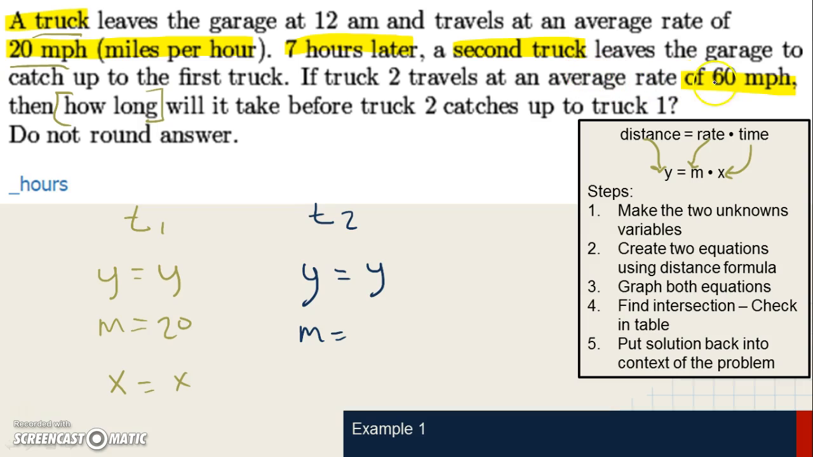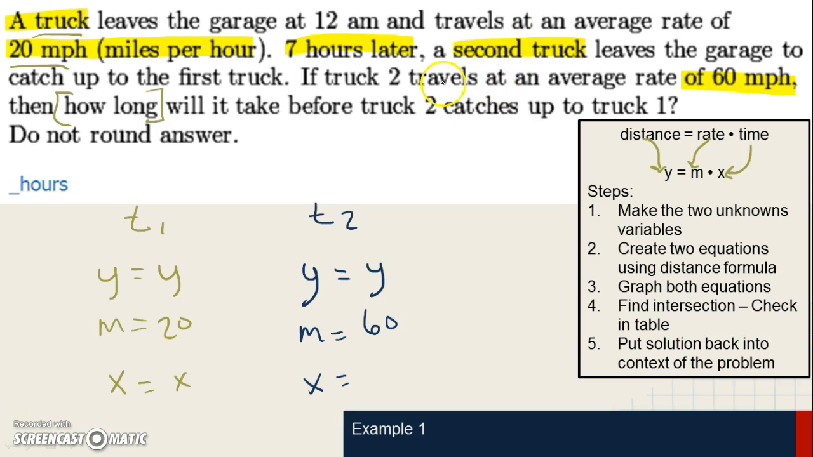Well, it tells us it's going 60 miles an hour. So we know that the rate, or our slope, is equal to 60. And then what do we know about the time? We don't know the time. That's what we're trying to figure out, right? But we know something about truck 2's time, and that was given to us at the very beginning when it said 7 hours later, a second truck leaves.